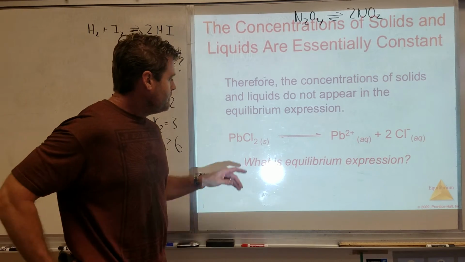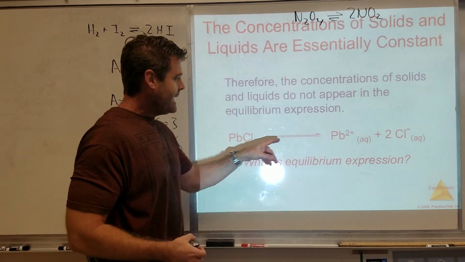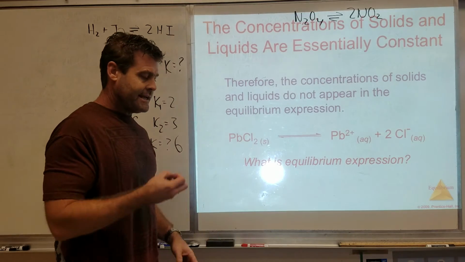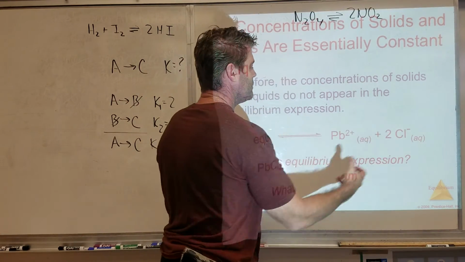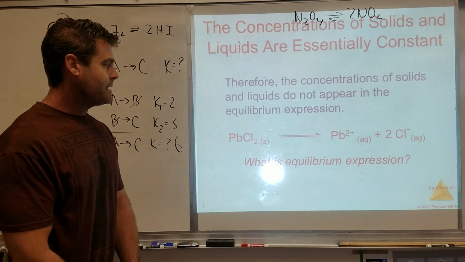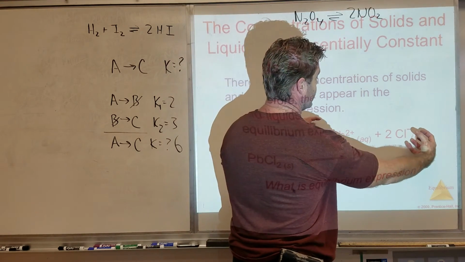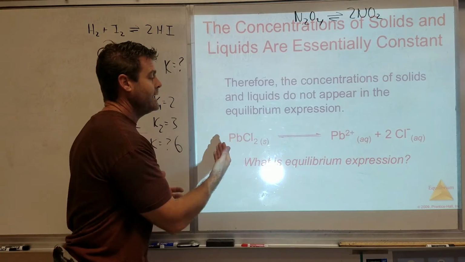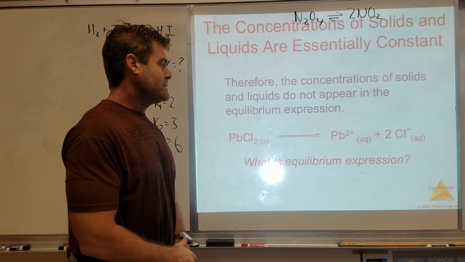Here we have lead chloride, which is a solid, and now all of a sudden it's aqueous. You know what this is showing? We're taking some lead chloride and putting it in water, and some of it is going to dissociate, because it's an ionic compound. But at the same time, not only would lead chloride dissociate, the lead ions and the chloride ions could come back together and form lead chloride, and it's going to reach an equilibrium within an aqueous solution.